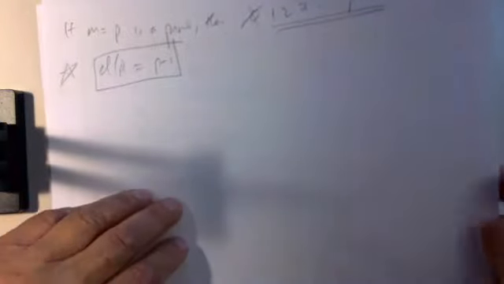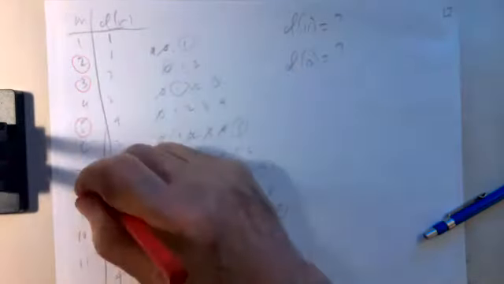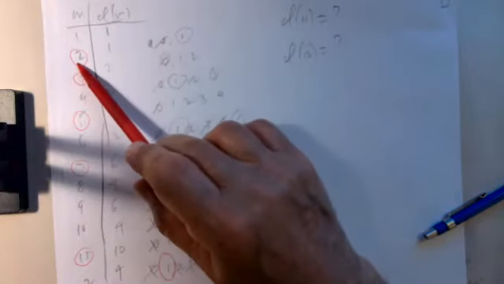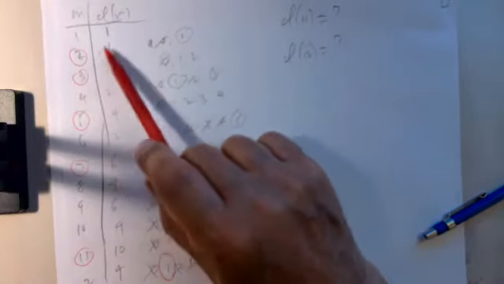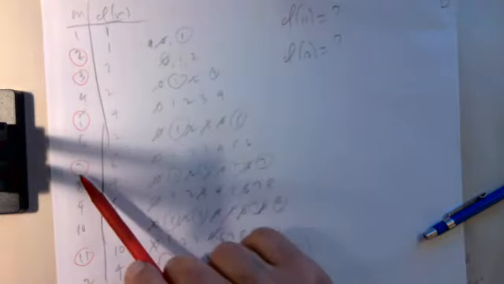And that's what we saw in this table. In the table that we just calculated, what are our primes? 2, 3, 5, 7, 11. And for each of the primes, phi of the prime was 1 less than the prime. Phi of 2 is 1, phi of 3 is 2, phi of 5 is 4, phi of 7 is 6, phi of 11 is 10. So whenever there's a prime, phi of p is p minus 1.